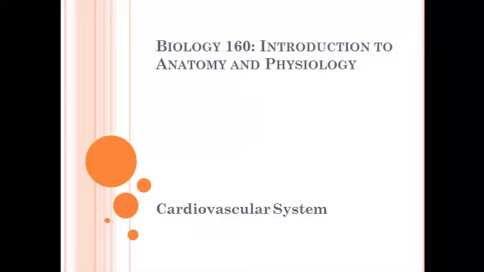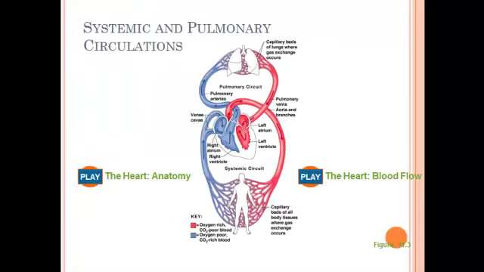Welcome back to Biology 160, Introduction to Anatomy and Physiology, in this section on the cardiovascular system. The function of the cardiovascular system is the movement of blood and nutrients, or oxygen and nutrients, around the body. Every cell in our body has certain needs. It has to get oxygen, which allows it to produce the energy that it needs. It also needs the nutrients and fluids in order to survive, and it also has to get rid of waste.